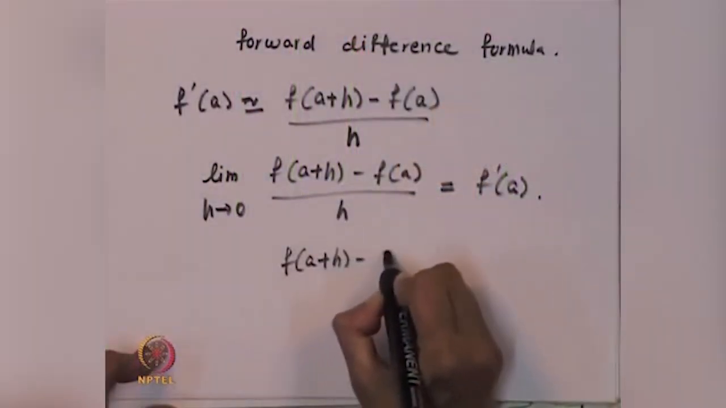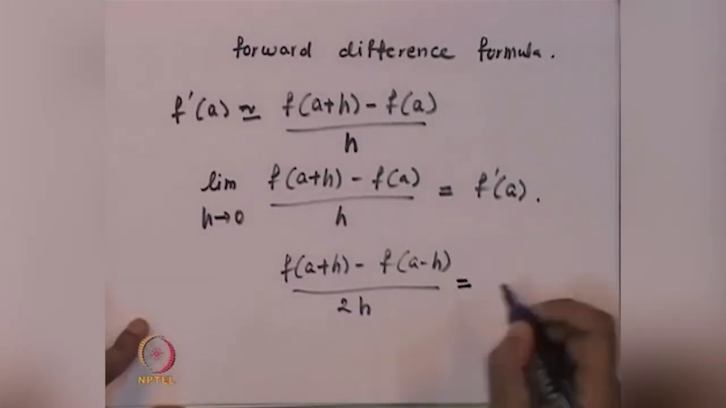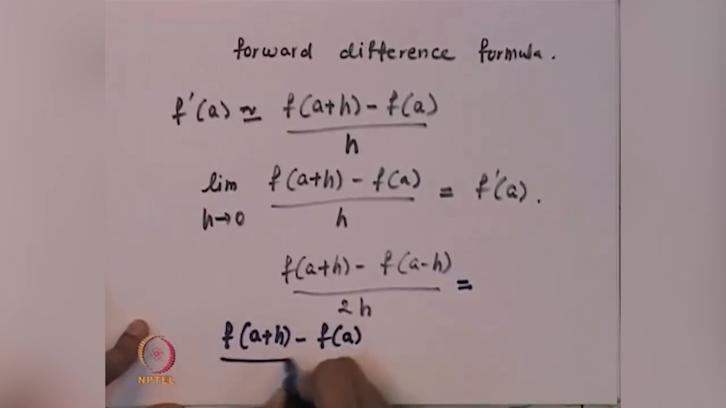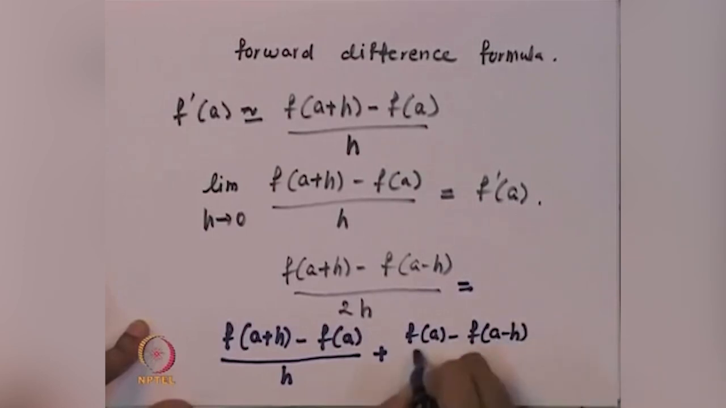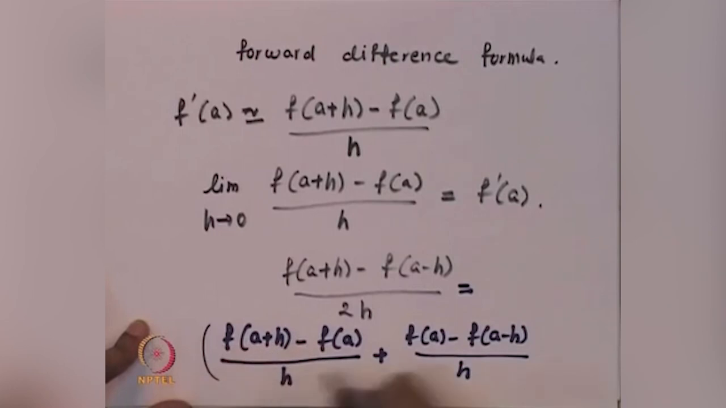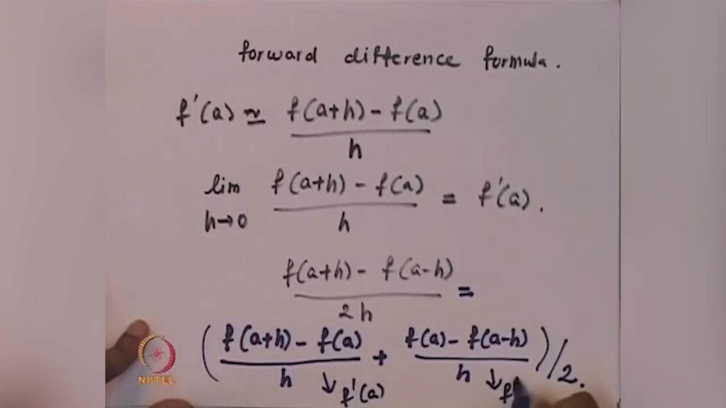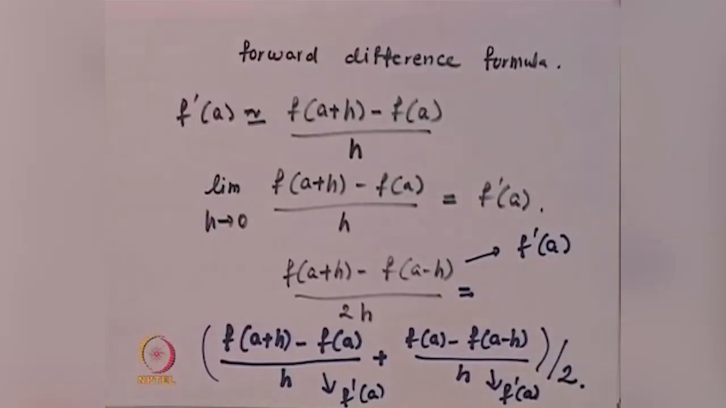Similarly, the other formula. The other formula was f of a plus h minus f of a minus h divided by 2h. Now this I can write as f of a plus h minus f a divided by h plus f of a minus f of a minus h divided by h, and then the whole thing divided by 2. So this will tend to f dash a, this will tend to f dash a, and hence this will tend to f dash a, because you are dividing by 2. So both these formulae, central difference formula and forward difference formula, we could have written from the definition.